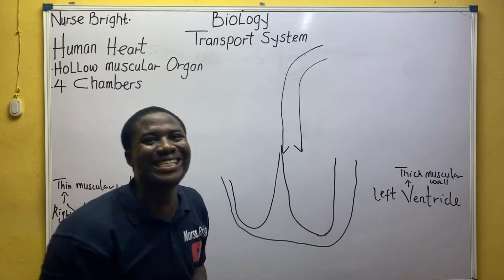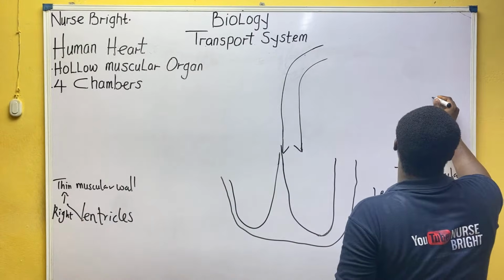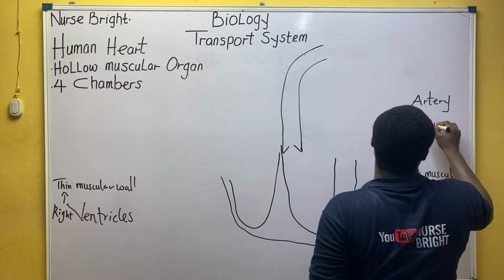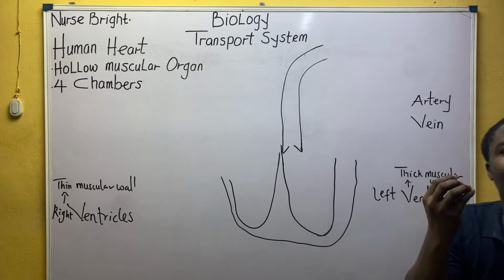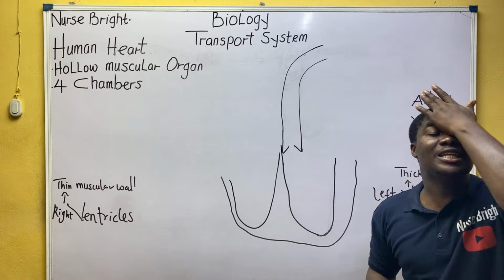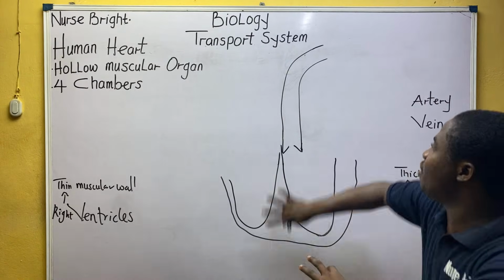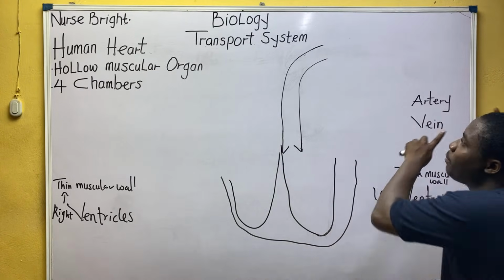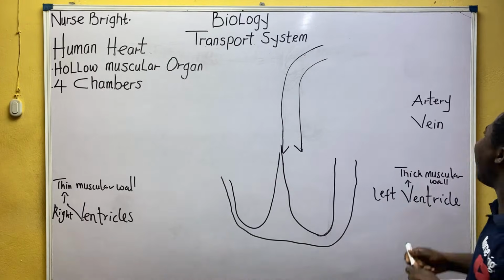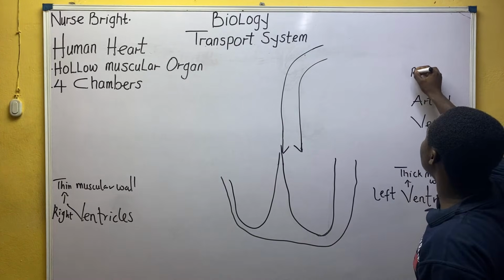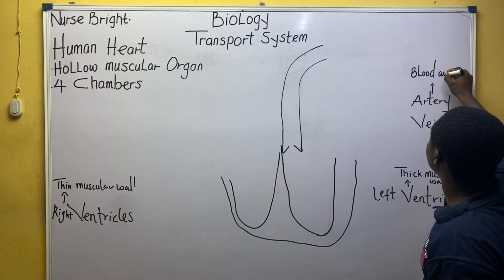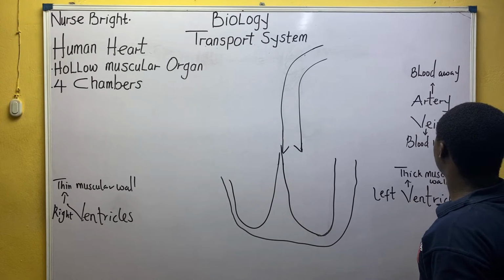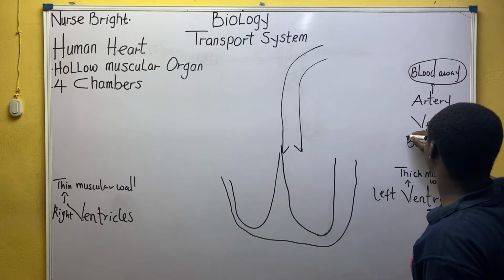Now, this thing that comes out is an artery. Now, let's get into these terms, which are arteries and veins. As a student, you should know the difference. Arteries are blood vessels. Veins are also blood vessels. Arteries take blood away from the heart, while veins take blood into the heart. Do you understand? That's what they do.